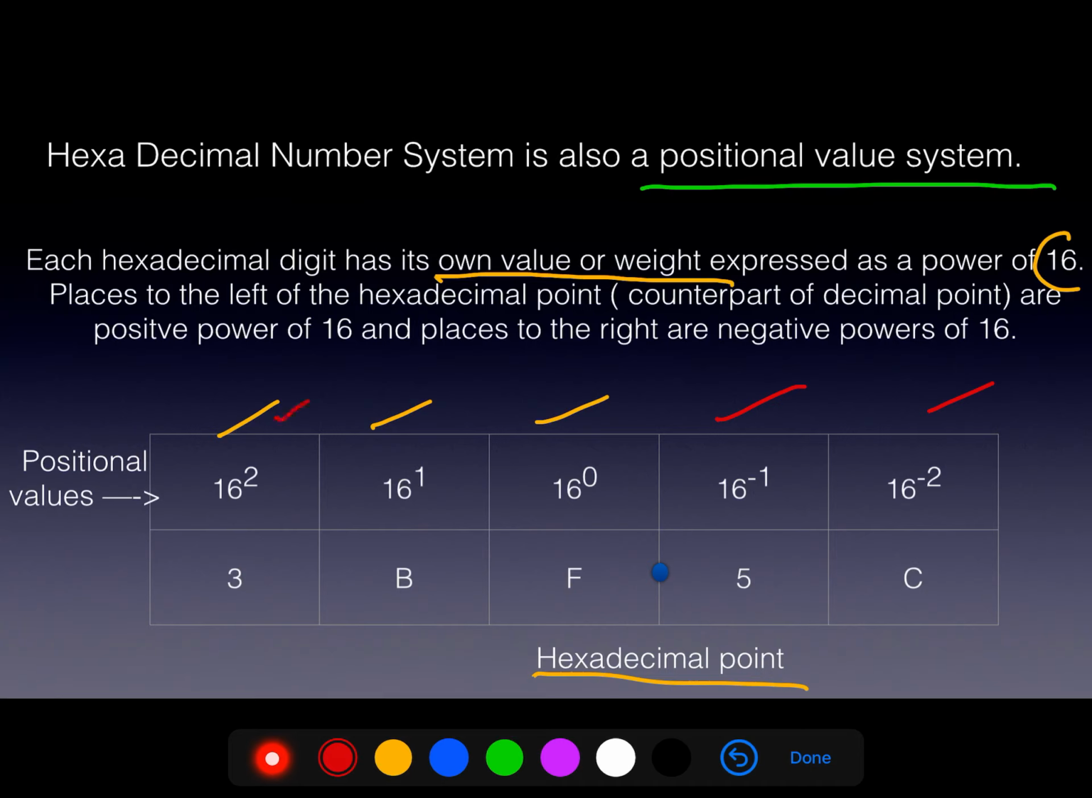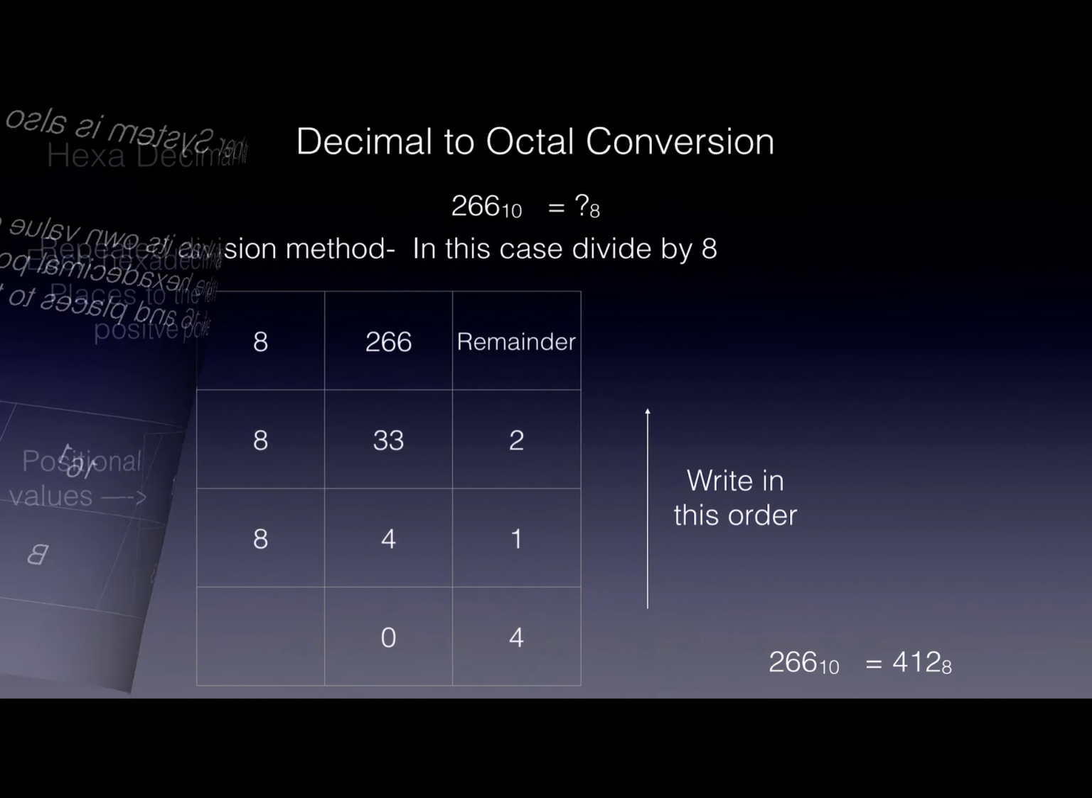Now you must be wondering what this B, F and C are. Actually I discussed this with you. B means 11, because A is represented as 10, and F is 15. I just discussed this in the previous slide. And with C, if B is 11, then C will be 12. So instead of writing 10, 11, 12, 13, 14, 15, we will write A, B, C, D, E, F for hexadecimal numbers. That you need to remember. Now let's see the conversion part.